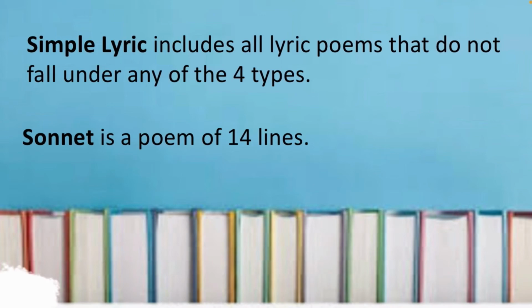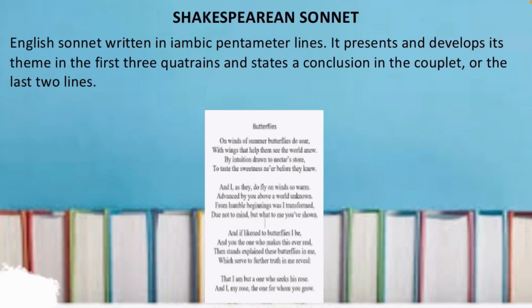Next is sonnet. It is a poem of 14 lines. Here is an example of a Shakespearean sonnet. English sonnet written in iambic pentameter lines. It presents and develops its theme in the first three quatrains and states a conclusion in the couplet or the last two lines.